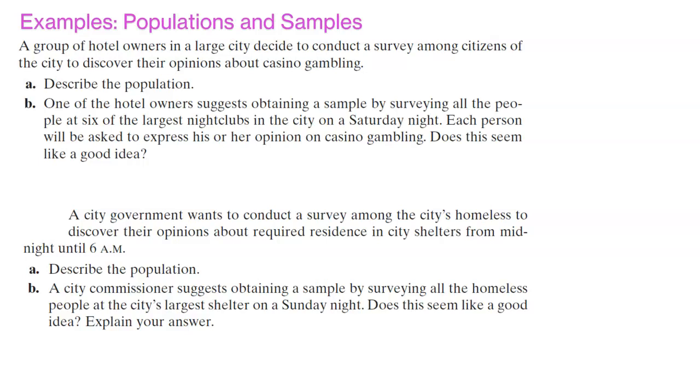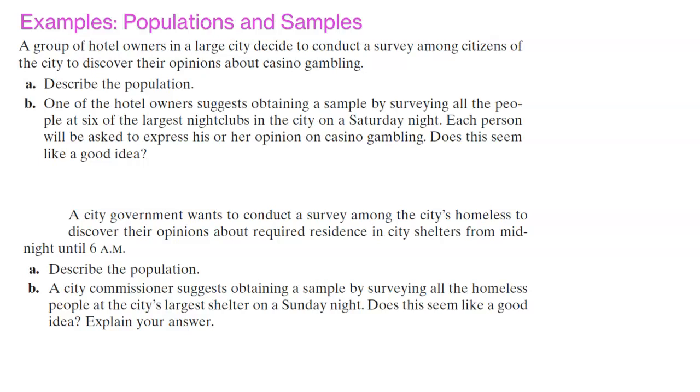Okay. Would I include people from other cities? No. They don't care. They only care about the people of that city, what their opinion is on casino gambling. So that's our population. One of the hotel owners suggests obtaining a sample by surveying all people at the 6 largest nightclubs in the city on a Saturday night and asking them to express their opinion on casino gambling.